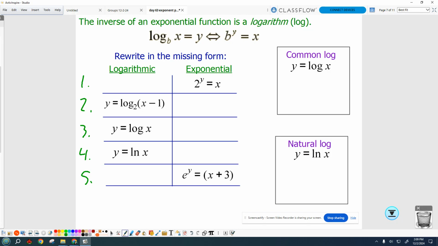Seeing one group, someone wrote this. Do we agree with that for the first one? Log base 2, so little 2, that's the base, so that should go there, of the other side equals the exponent. It looks right to me. You guys get the second one yet? No?